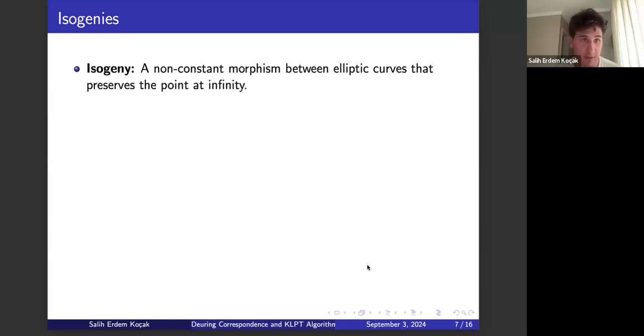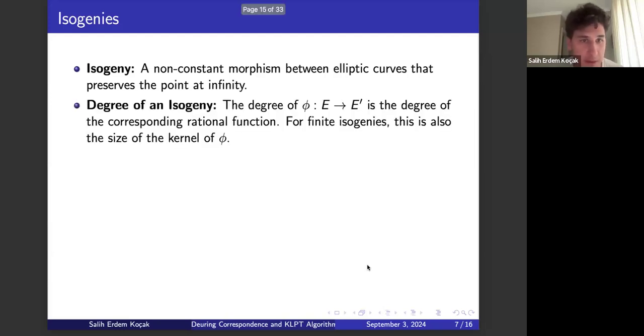Okay. Now that we have talked about the basics of elliptic curves, we come to isogenies. So what's an isogeny? An isogeny is a special type of mapping between elliptic curves. These mappings need to be morphisms, and they need to preserve the point at infinity. We can define the degree of an isogeny. The degree of an isogeny phi going from E to E prime is the degree of the corresponding rational function, because a morphism can be written as a rational function.